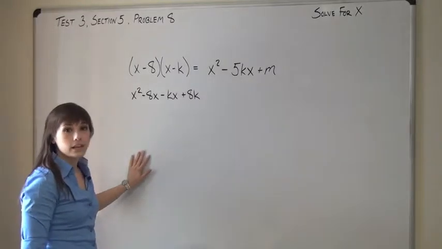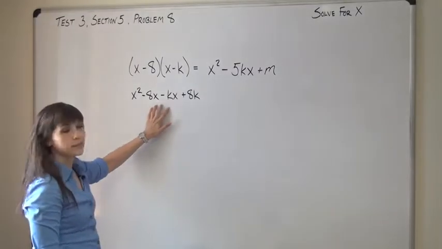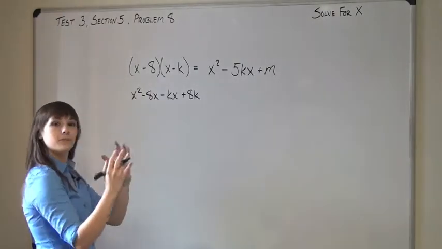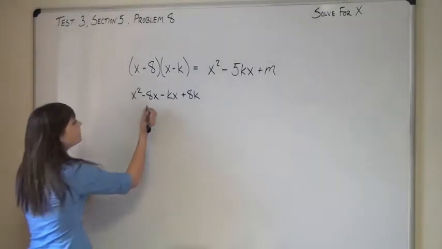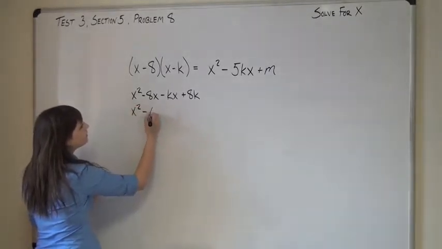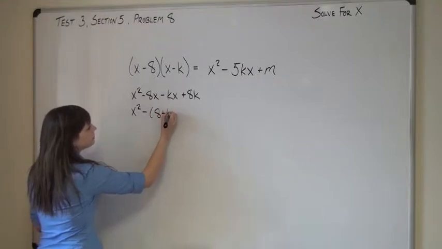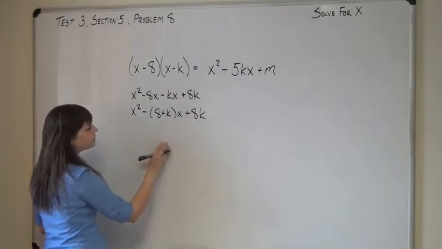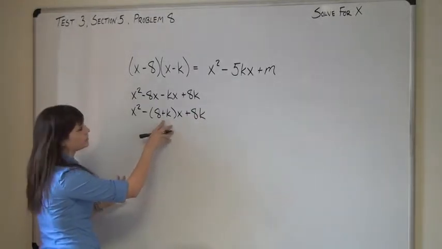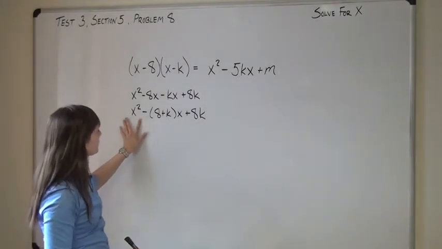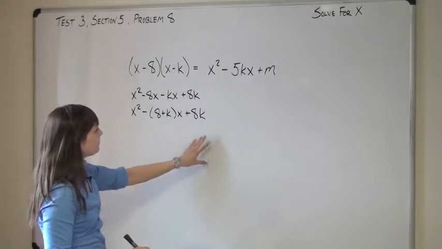And just like we would with any other quadratic, we're going to combine these two terms with x's in them so we get that nice look that we like, an x squared term, an x term, and a constant term. So combining these two middle terms, I get x squared minus (8 plus k)x plus 8k. Of course, be careful here and make sure you put a positive sign because we're distributing that negative, okay? 8 plus k. So now we have something that looks like a regular quadratic.